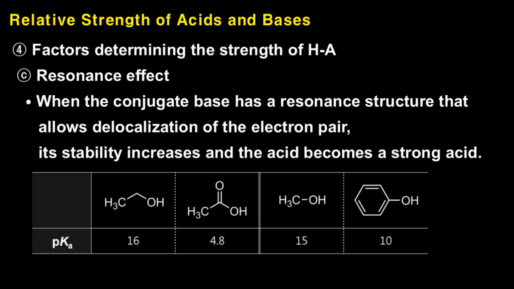We see a similar trend when we compare phenol and methanol. The conjugate base of phenol, phenoxide, can spread out its negative charge across the benzene ring, which gives it extra stability. But methanol's conjugate base, methoxide, doesn't have any resonance at all, so it's less stable, and methanol ends up being a much weaker acid.